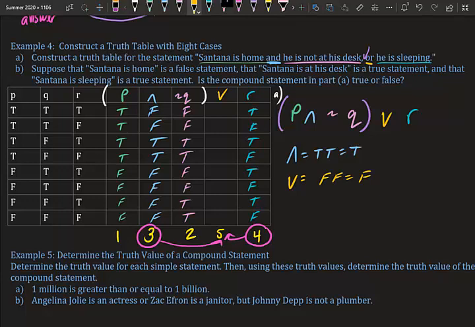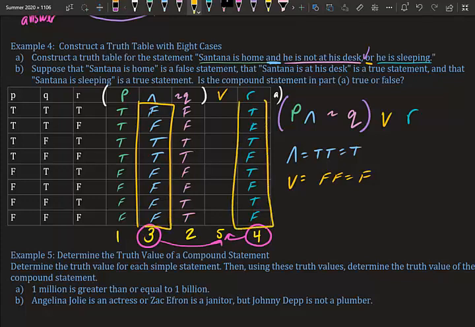So we're going to be looking at column 3 and column 4. So false or true is true, false or false, false, true or true, true, true or false, true, false or true, true, false or false, false, false or true, true, false or false, false. Column 5, that would be our answer column.